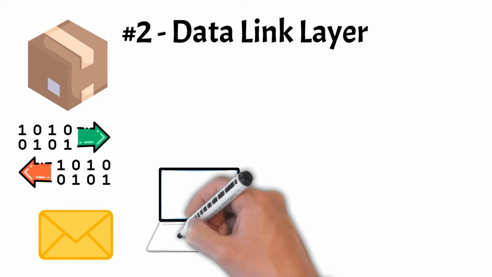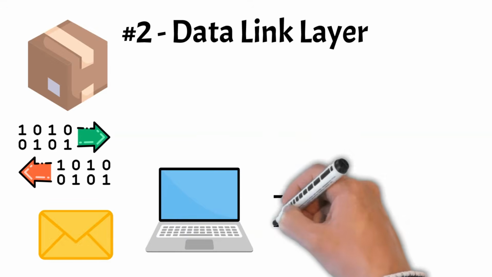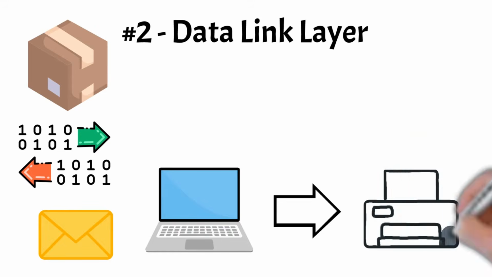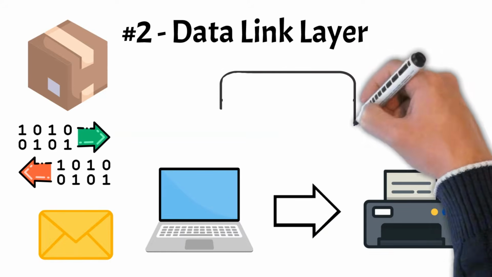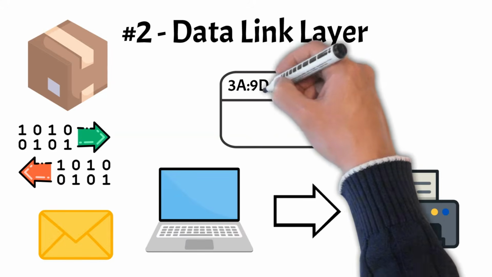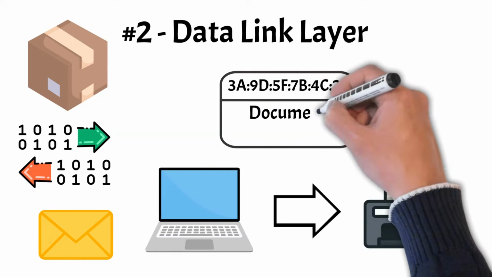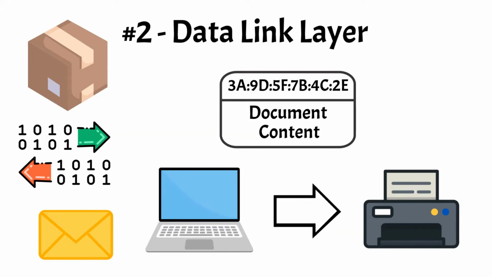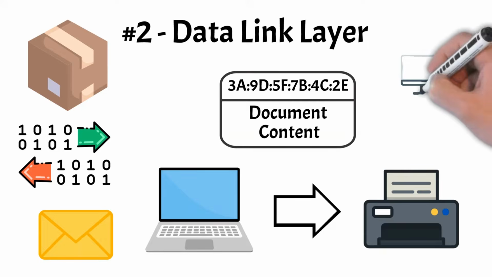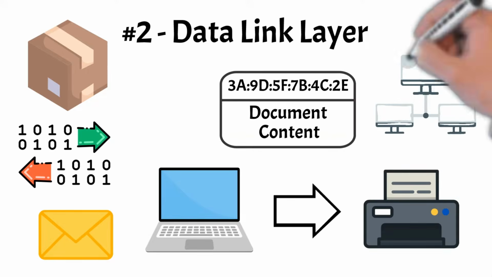For example, imagine you're sending a document from your laptop to a printer over a local network. The data link layer adds a header to the data frame, including the printer's MAC address, so the document is delivered to the right device. MAC addresses are critical on this layer as they help identify devices uniquely on a network.